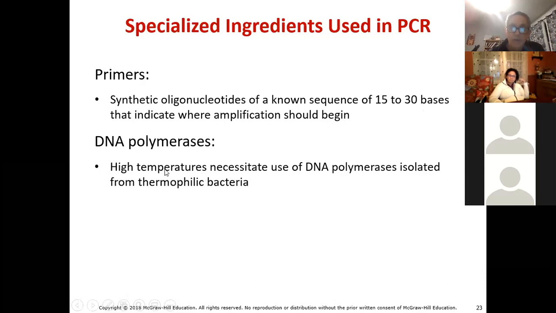But you have to do this at high temperatures because you have to separate the DNA. The DNA is separated at a high temperature. So you use special DNA polymerases from thermophilic bacteria. If you remember, these are bacteria that thrive in very hot conditions. Philic means loving. They love hot temperature, and they have an enzyme that isn't affected by the temperature.